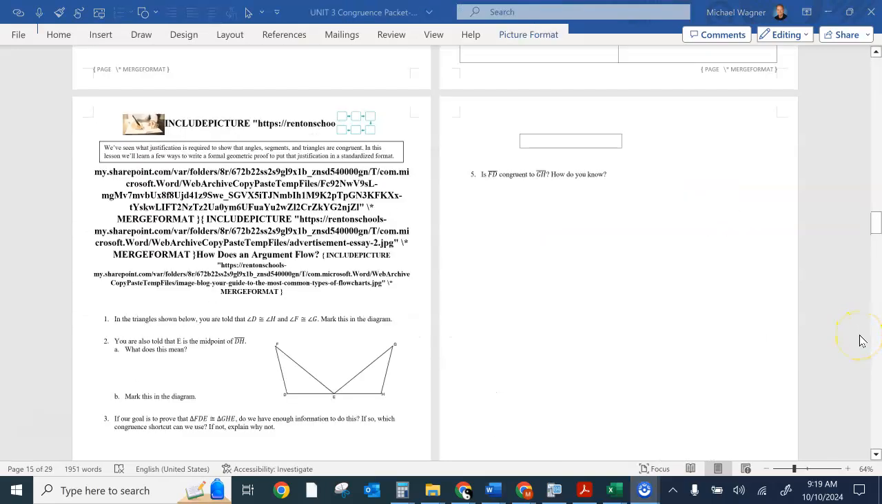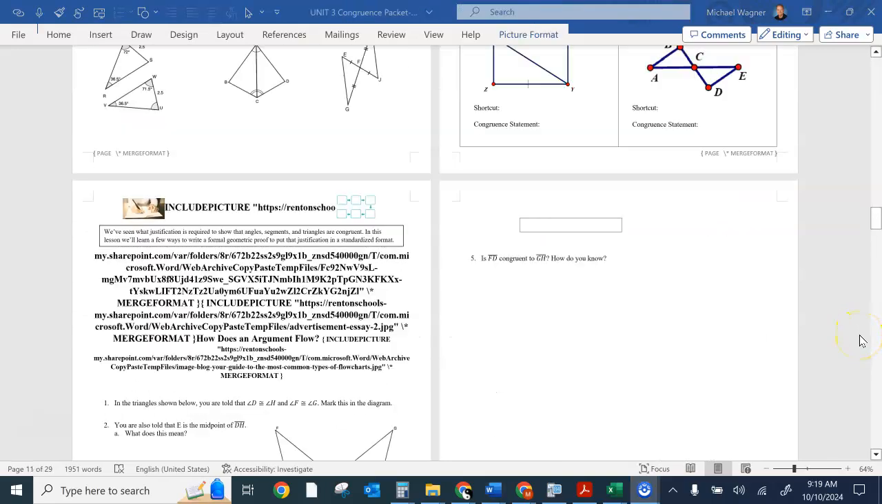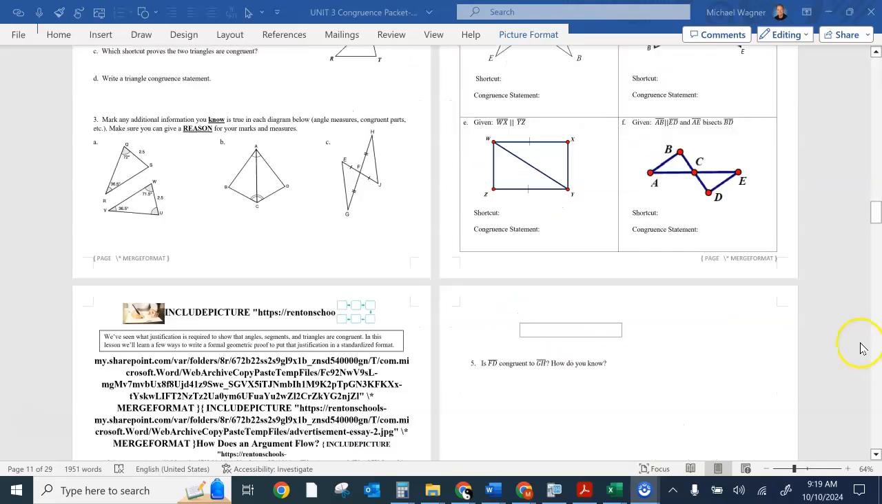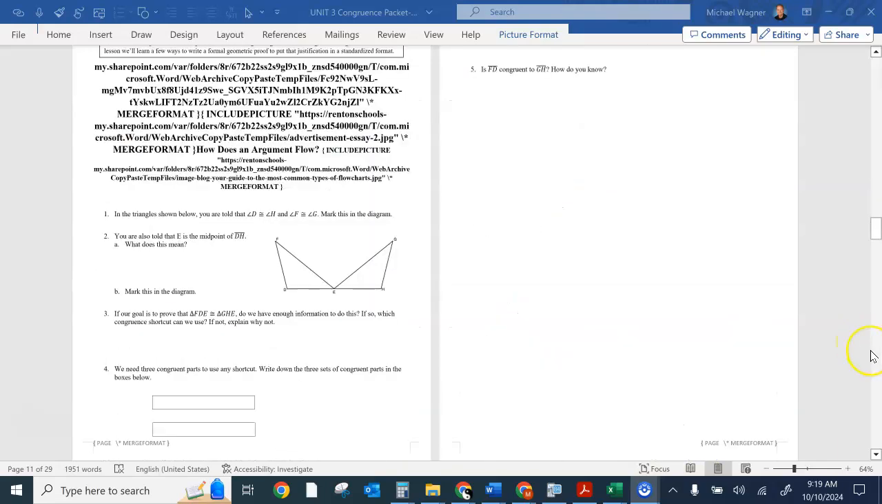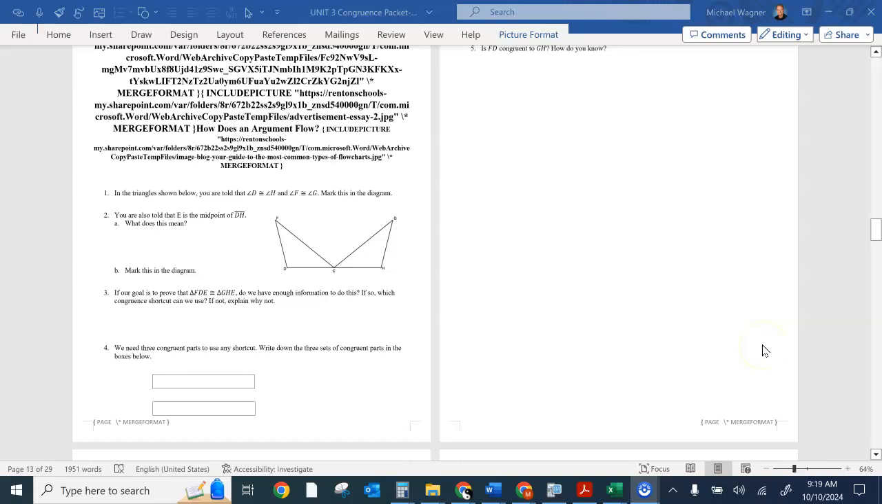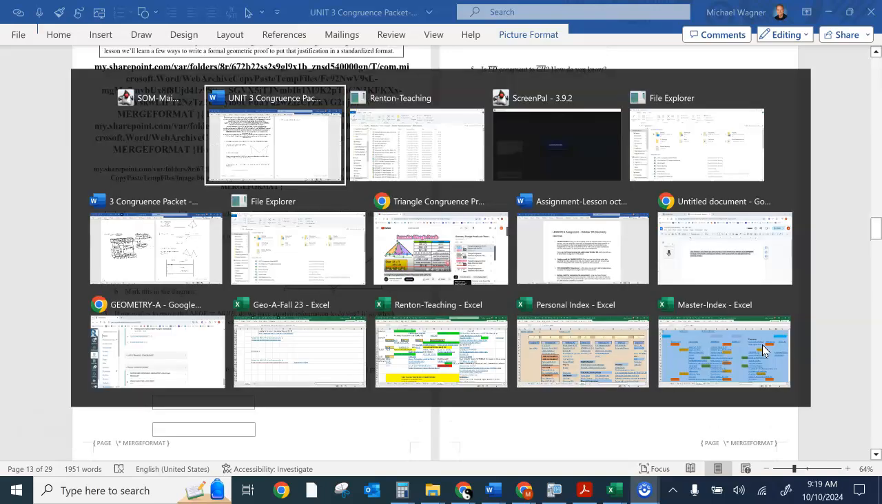Okay, so there's two types of... anyway, please go to page 12. And when you get there, there should be a blank page. Okay, so I'm going to show you what's called a two-column proof. That's what we'll use in this class.